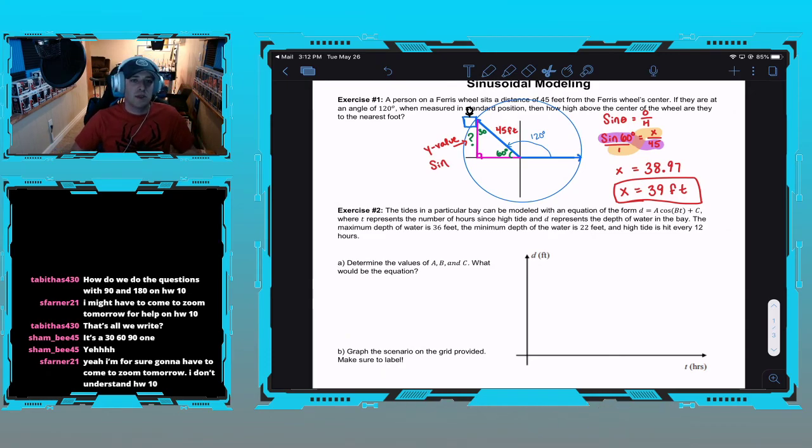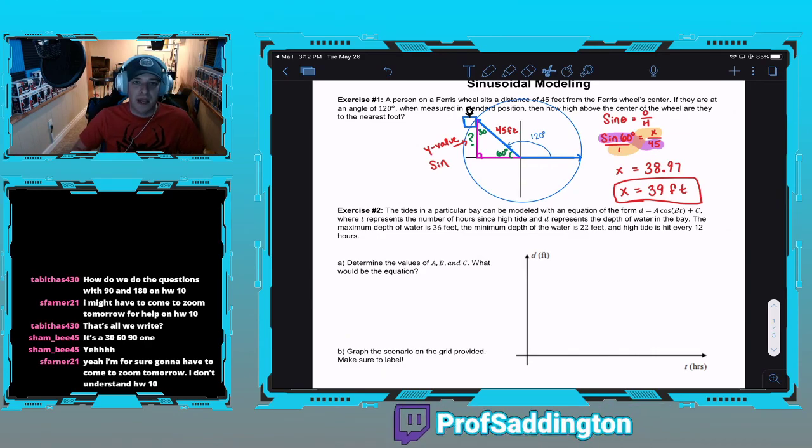But in exercise number 2, it says the tides in a particular bay can be modeled with an equation of the form D equals A cos B of T plus C, where T represents the number of hours since high tide, and D represents the depth of water in the bay. So the maximum depth is 36, and the minimum depth is 22. And high tide hits every 12 hours.